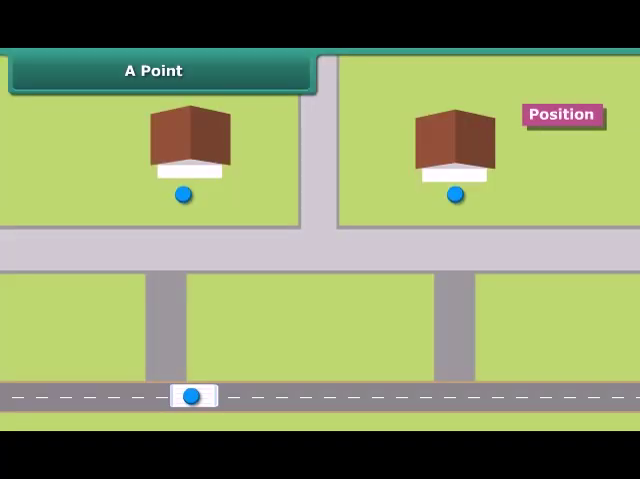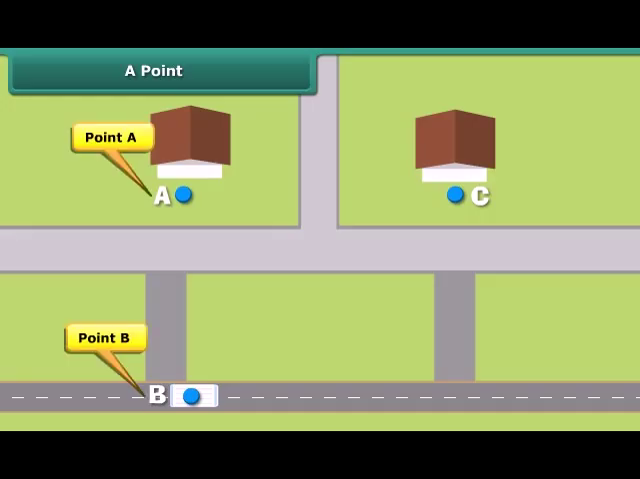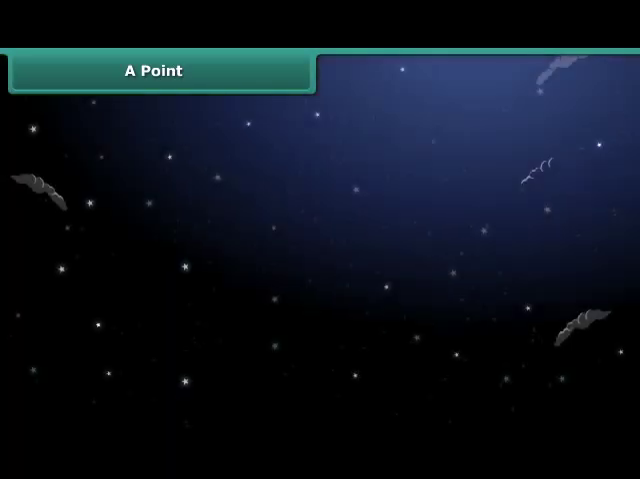A point is labeled with a capital letter like A, B, C. These points are read as point A, point B, and point C. A natural example of a point is a star in the night sky.